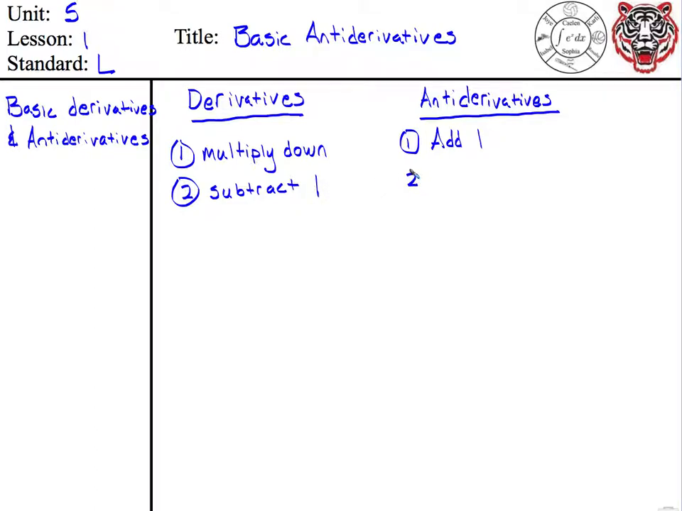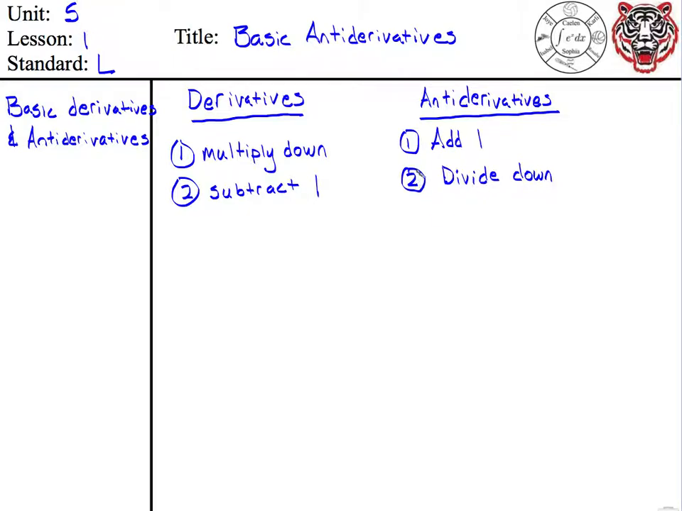Okay, you guys ready? I don't hear anyone talking. And now after you've added 1 to the exponent, that same number that you've added to is going to be divided down. So you still divide down. So instead of multiplying down, it's divide down.